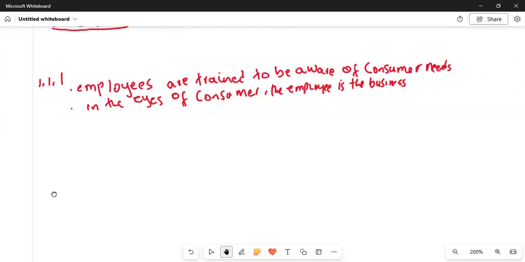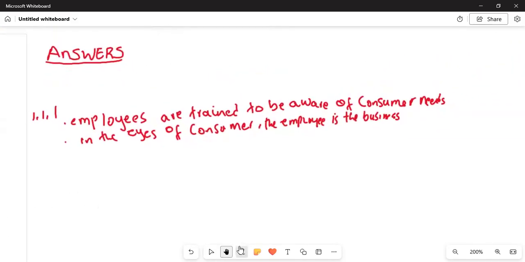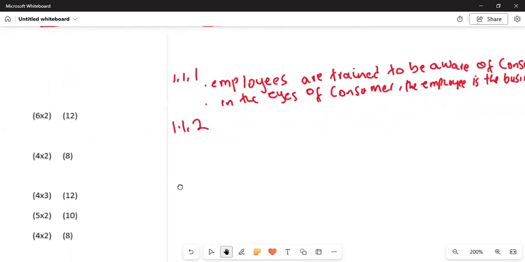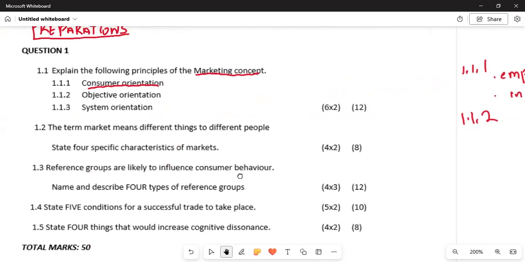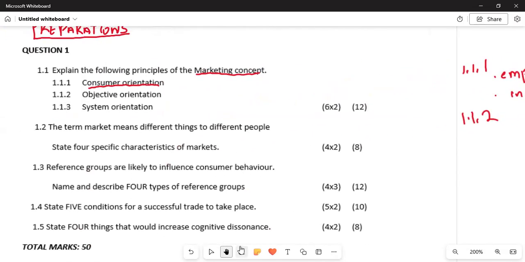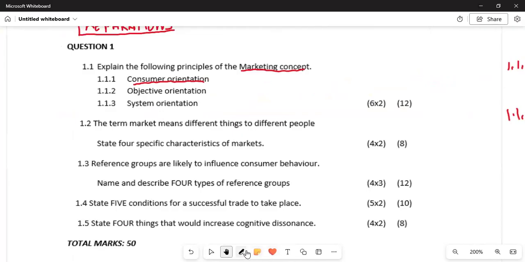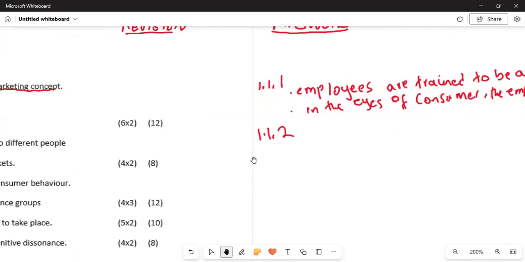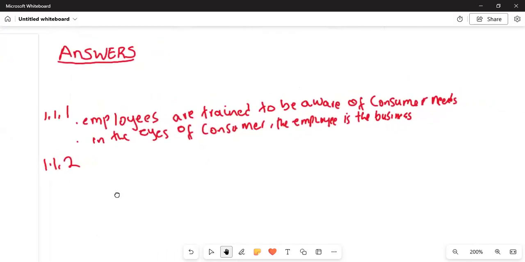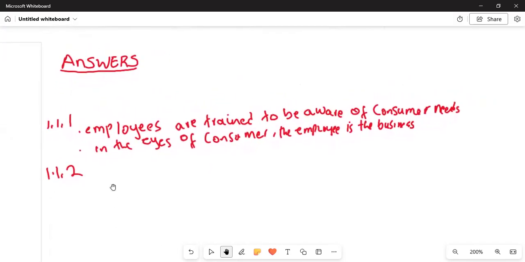1.1.2. Let's attend to that question of 1.1.2. It talks about objective orientation. So it's all about objective orientation.